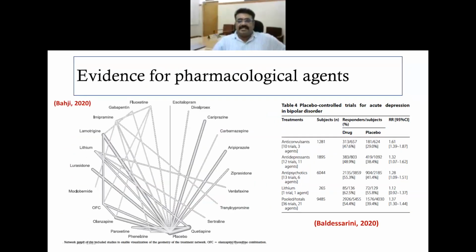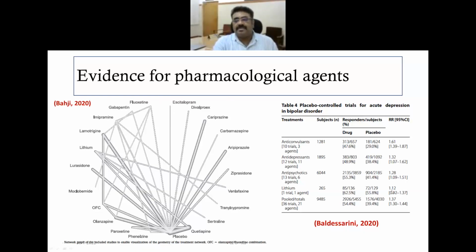This is a fairly recent meta-analysis which tells us about the different drugs that have been tried in bipolar depression. In case you're not very familiar with network meta-analysis, this is just a network plot which tells us the various drugs that have been used. The thickness of the nodes indicates the number of studies that have been done on each of these drugs, and the thickness of the connection between the nodes indicates which drugs have been studied as comparators. Understandably, you would find that most of the drugs have been studied in comparison with placebo, and you find a combination of many different drugs here that have been tried in bipolar depression.